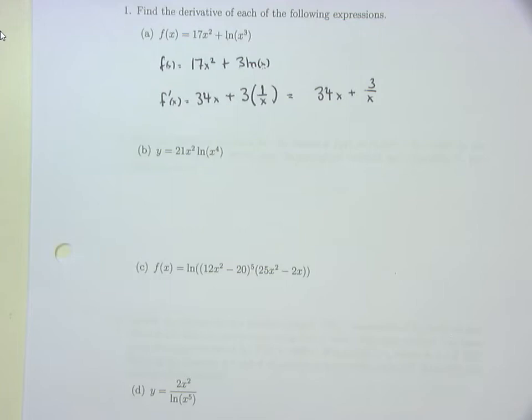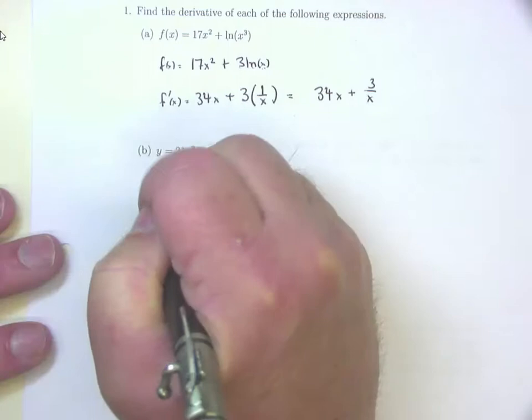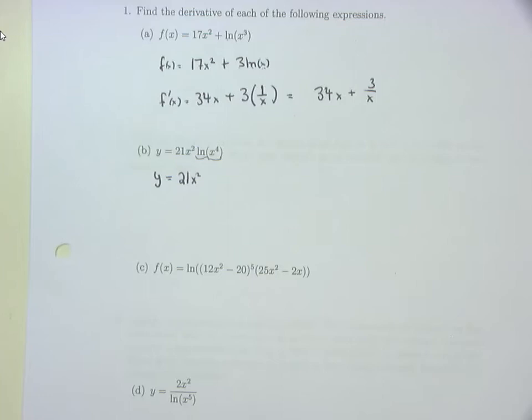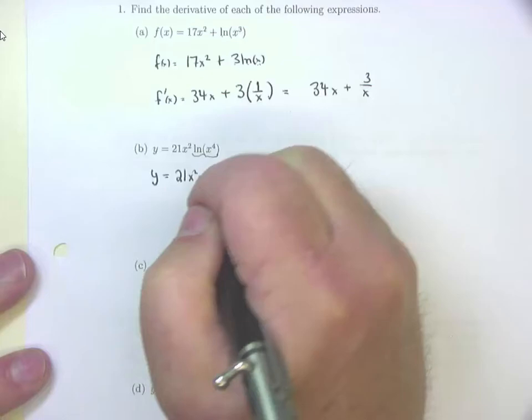Y equals 21x squared times the natural log of x to the 4th. And you're right, it's going to be a product rule here, but first, clean them up. So this is still y. 21x squared is no problem, but how do you clean up that natural log of x to the 4th? Again, when it comes to natural log of something to a power, according to my log properties, where do powers get to go? In front, and I'm just going to stick them out in front, that'll be 4.